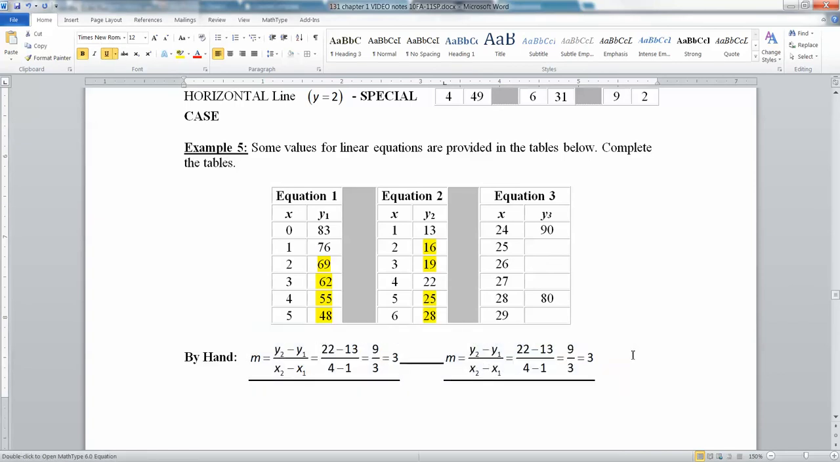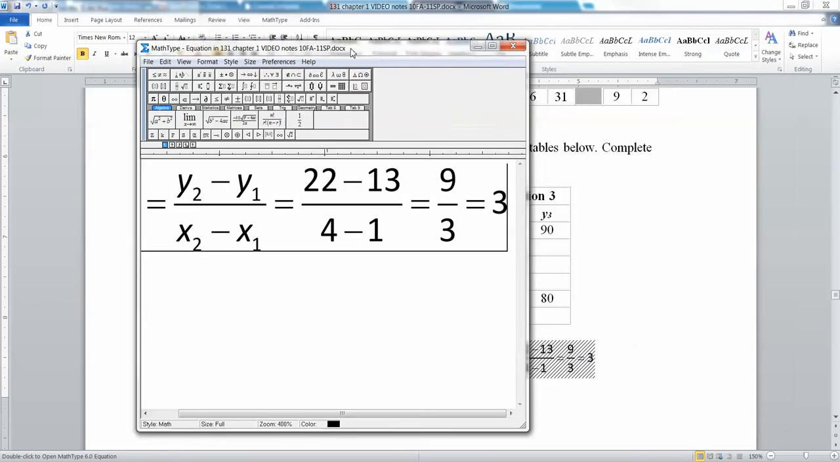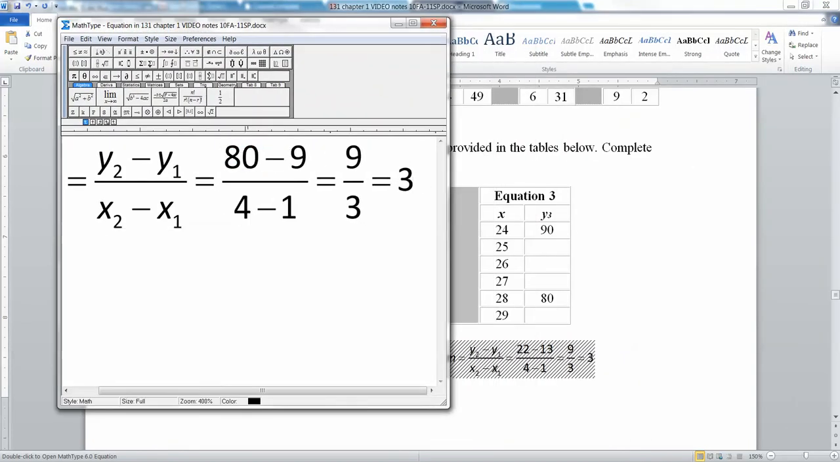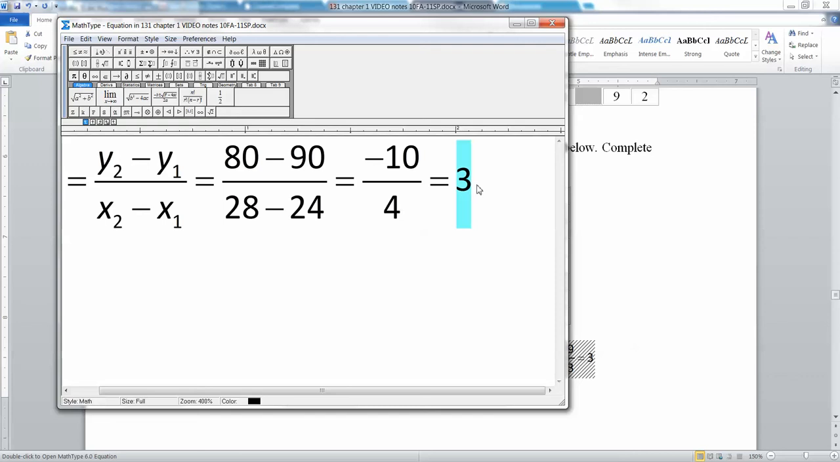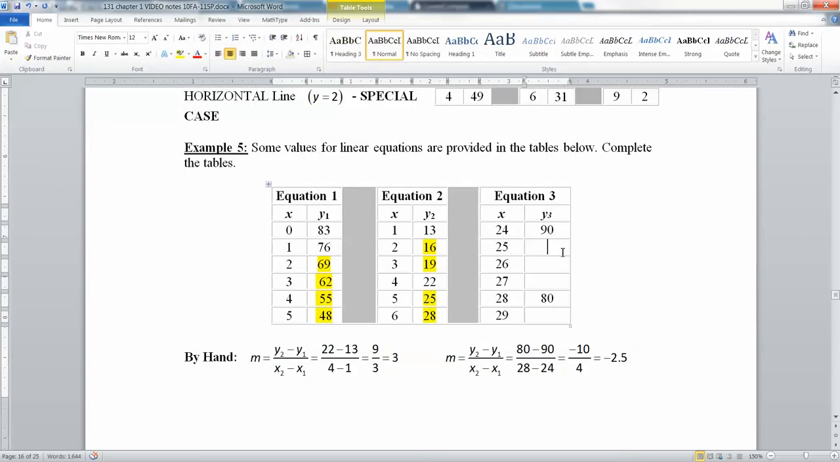All right, so what's our y2? That's 80, take away 90, over 28, take away 24. So that's negative 10 over 4, right? Which is negative 2.5, I think. Okay, so let's just do the decimal. That's easier. So then you say, okay, take away 2.5 gets me 87.5. Take away 2.5 makes 85. Take away 2.5 makes 82.5. Take away 2.5 makes 80. Take away 2.5 makes 77.5.